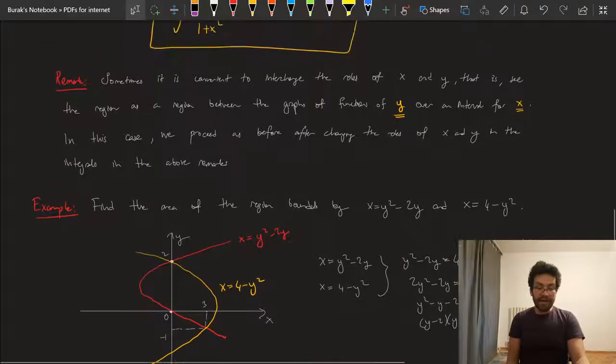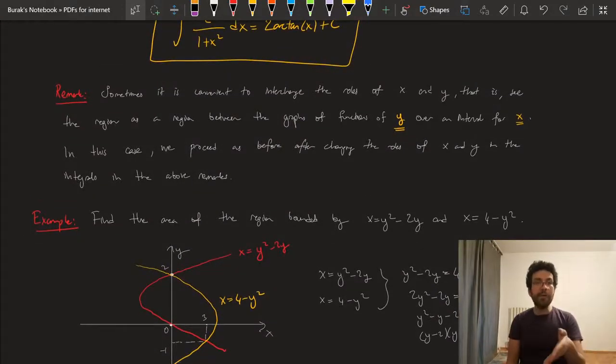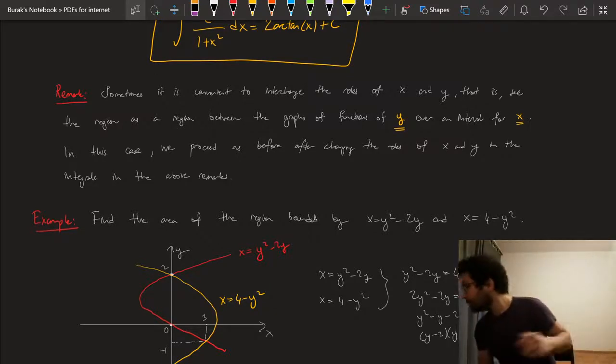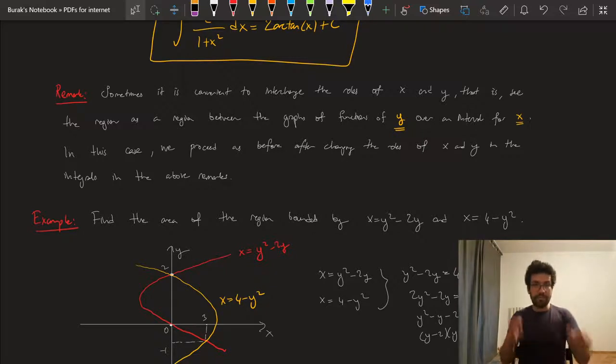Okay. So what this remark says here is sometimes it's convenient to do that. Just because I give you a region and tell you to find its area doesn't mean that you should always use integrals with respect to x. Sometimes it's easier to use integrals with respect to y. It depends on your region. I can give you some regions so that whether you use x or y doesn't matter. You end up having to split that region, okay?